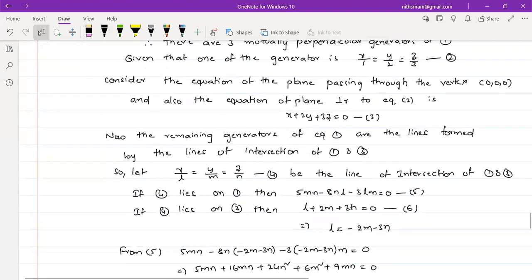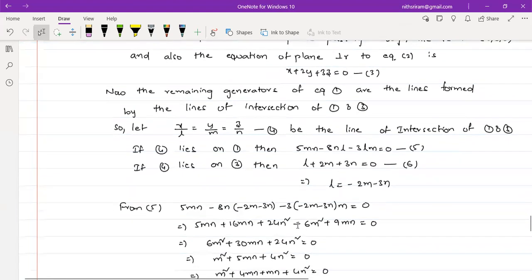Okay. So I have written, let x by L, y by M, z by N be the line of intersection of both 1 and 3. Whenever you say that this is the line of intersection of both 1 and 3, then it lies on both 1 and 3. So I have substituted x, y, z values in equation 1 and also in equation 3. Then we get the 5th and 6th equations.